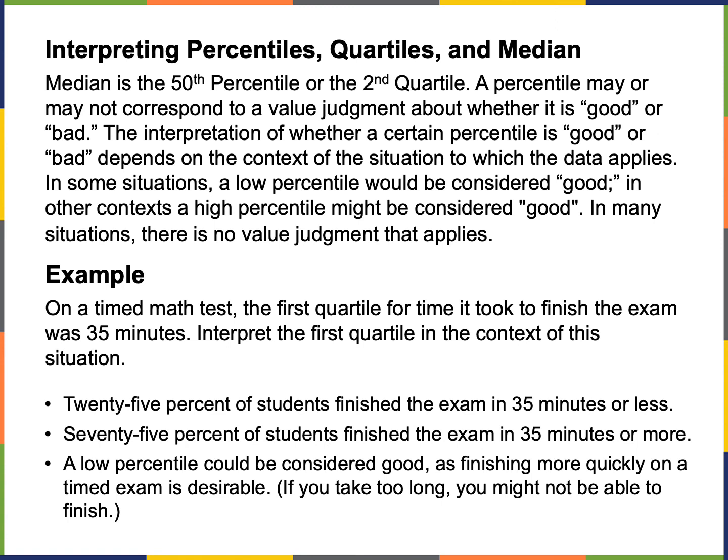So what does that mean for the rest of the data? That means the remaining 75% of students finished the exam in 35 minutes or more. In this case, a low percentile could be considered good because finishing more quickly is usually desirable, because if you take too long, you might not be able to finish.